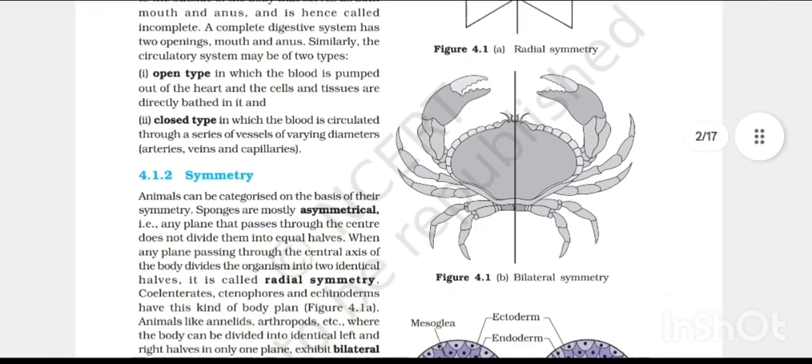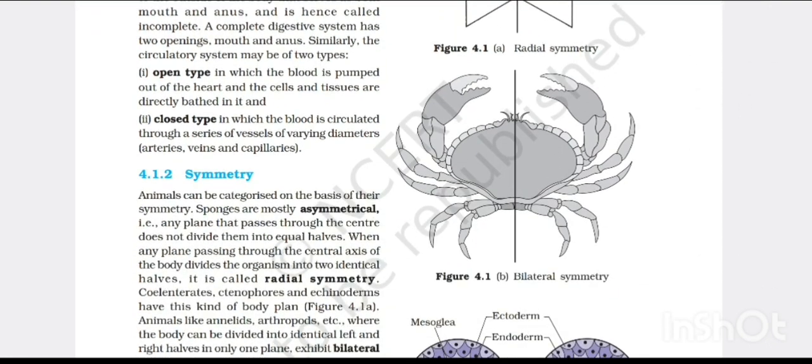But in the case of bilateral symmetry, the body has similar left and right halves.